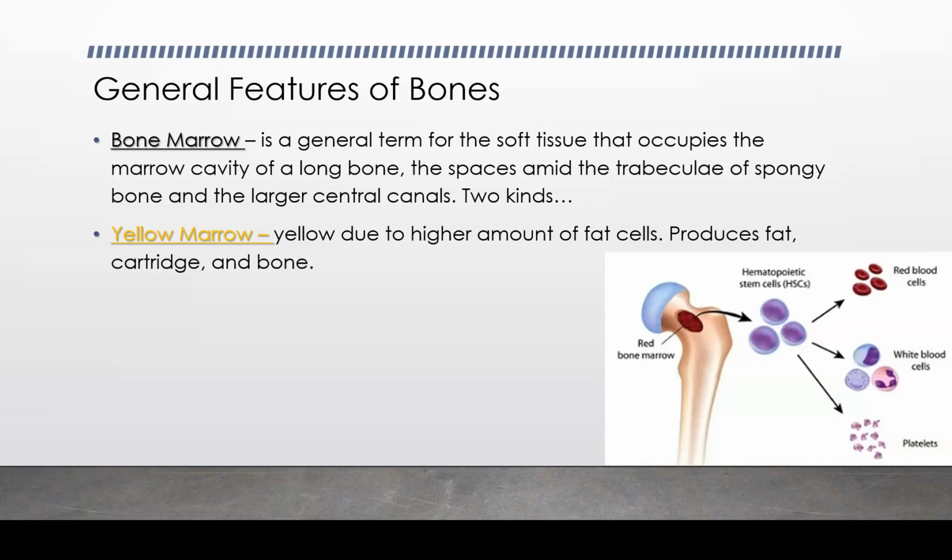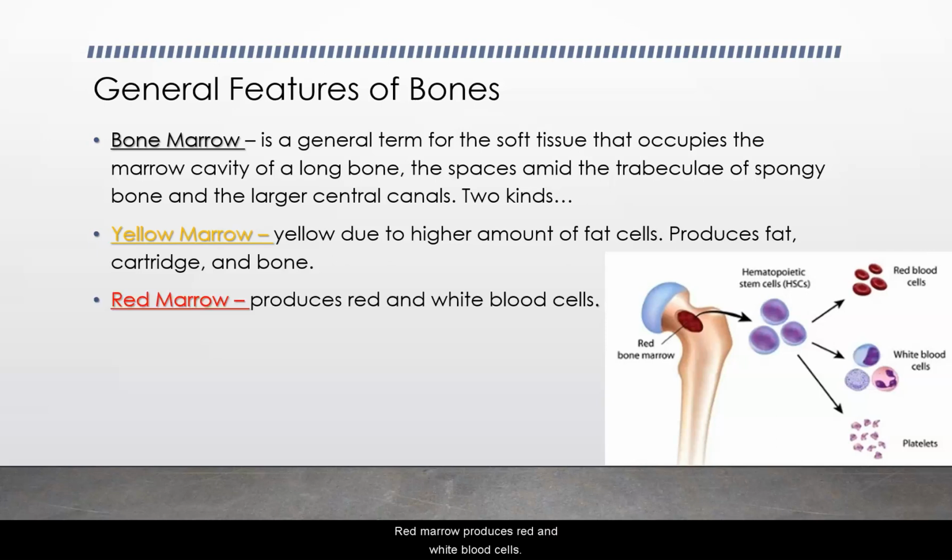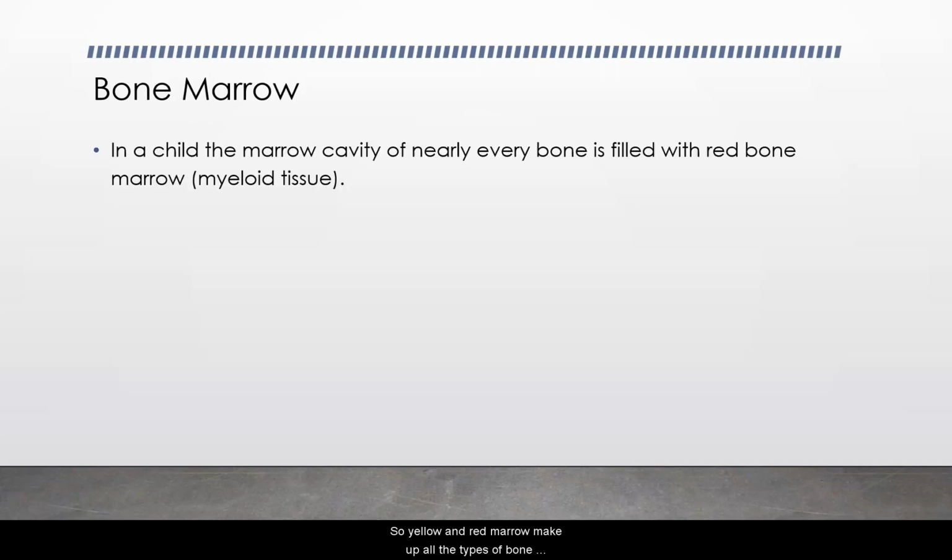It produces fat, cartilage, and bone. That should say cartilage. Red marrow produces red and white blood cells. So yellow and red marrow make up all the types of bone marrow.